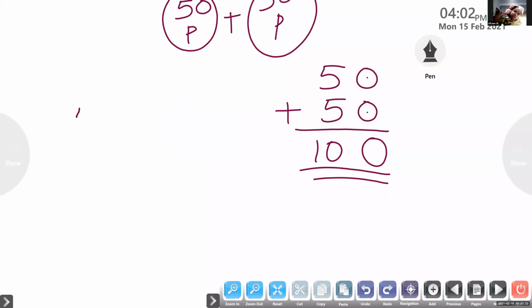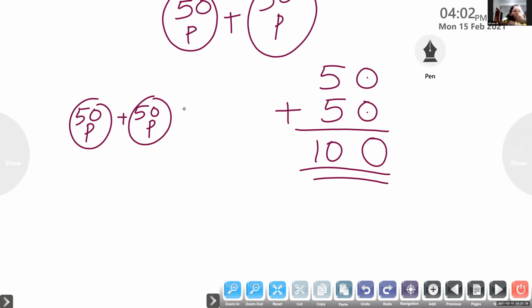Yes. We can write 50 paisa plus 50 paisa. How many paisa? 100 paisa. 50 paisa plus 50 paisa is equal to 100 paisa. 100 paisa means it is rupee 1.